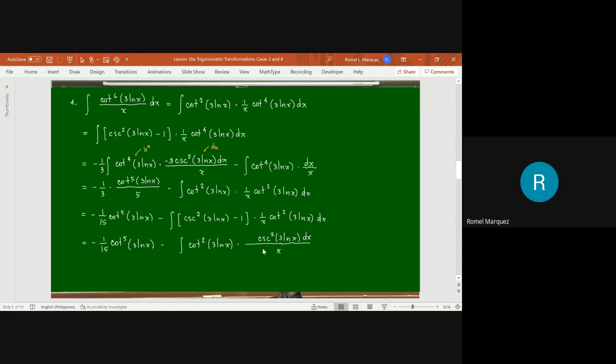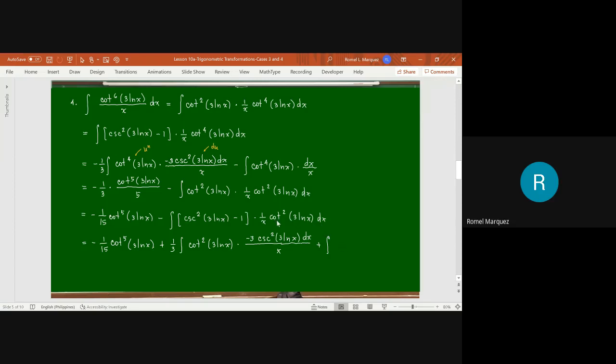So I will put negative derivative of cotangent 3 ln x is negative 3 cosecant squared of 3 ln x over x. Then balanced by negative 1/3. And it is now positive. Okay? Why did it become positive, guys? Because I put negative 3 balanced by negative 1/3. It is now positive. And then distribute negative, negative, positive, integral. So that's the last, no?